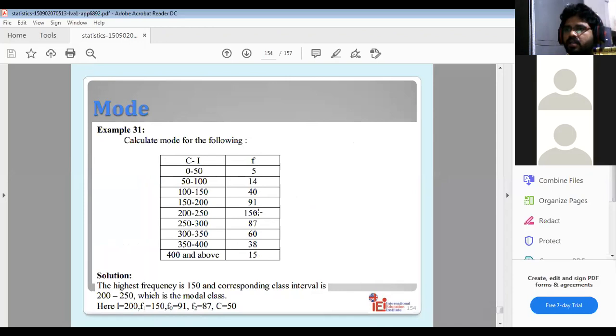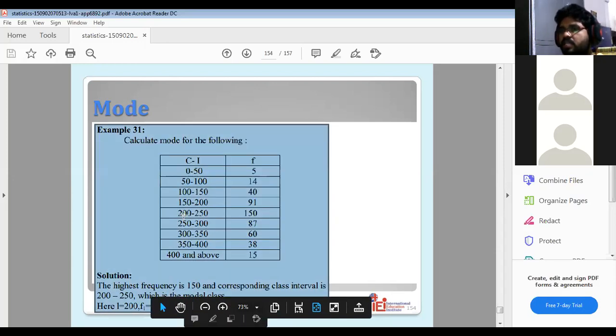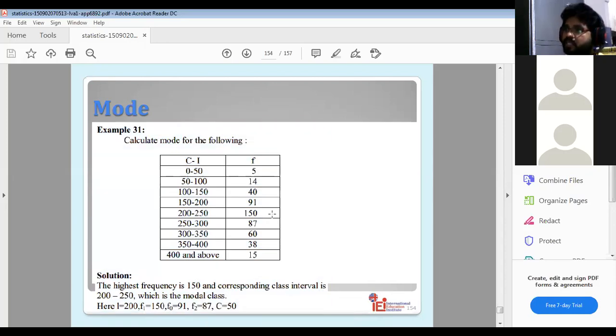200 to 250, sir. See here, the highest frequency is 150, and the class interval is 200 to 250, which has repeated the most, and that is why the frequency is high. So the highest frequency is 150, the corresponding class interval is 200 to 250, which is the mode class. Here 200 is L, the lower limit of the class interval, and 150 is the frequency.